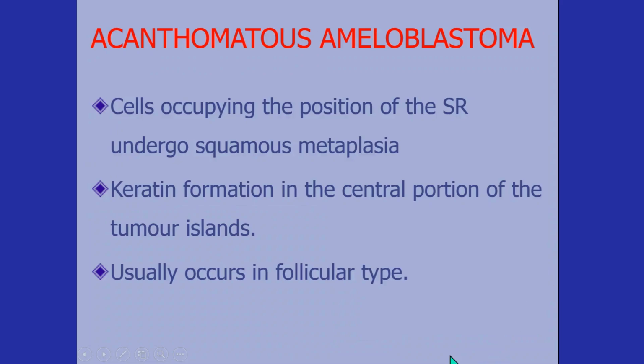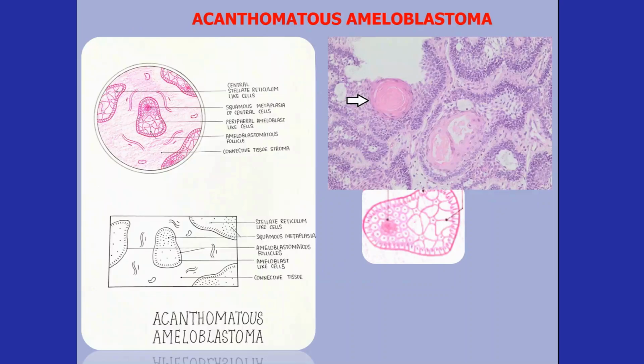Then we move on to the acanthomatous ameloblastoma. Now, what do you see? Cells occupying the position of the stellate reticulum undergo squamous metaplasia. The keratin formation in the central portion of the tumor islands is seen, and usually it occurs in the follicular type. So, what is actually happening in the acanthomatous ameloblastoma is that you see that these stellate reticulum like cells in the center, they undergo squamous metaplasia. What is squamous metaplasia? Conversion of stellate reticulum like cells to squamous cells.